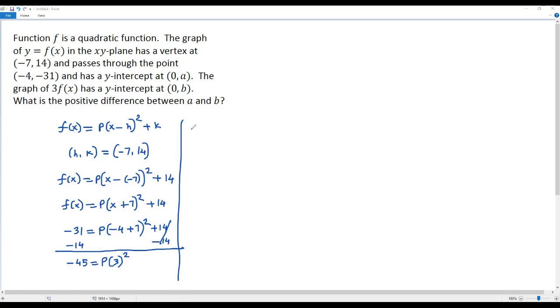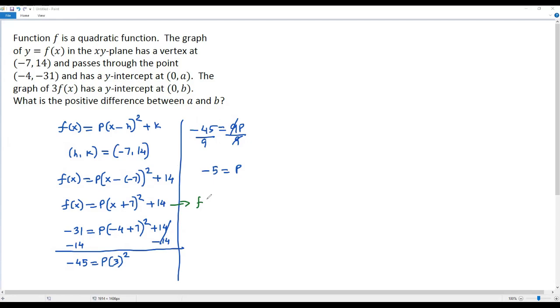Let me continue. -45 equals, and the value of 3 squared is 9, so 9 times p gives us 9p on the right side. Now let me divide both sides of the equation by 9 to solve for p. Here the 9 will cancel out. When I divide -45 by 9, I get -5. On the right side, we have p. Here I got the value of p. Now the quadratic function is complete.